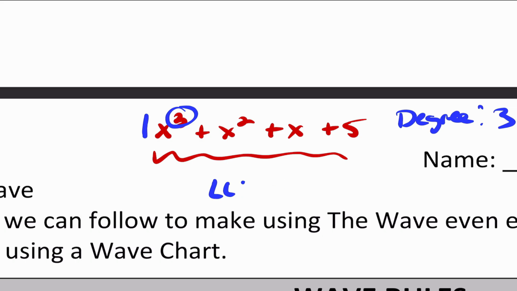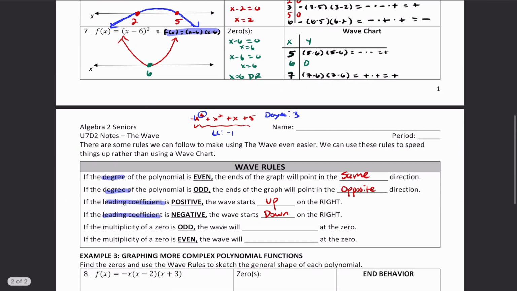Now, if I were to give this expression a negative x cubed, well, that negative is attached to the variable with the largest exponent, right? So in this case, the leading coefficient is -1. So that is what it means to be a leading coefficient, if that makes sense. Okay, so let's go ahead and move on.